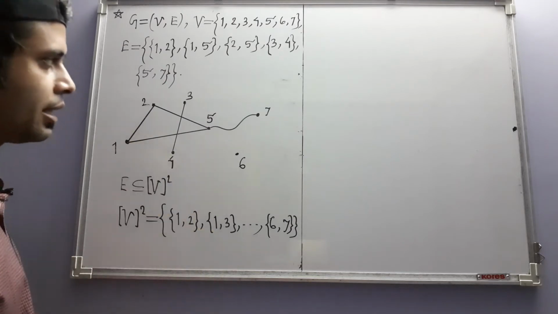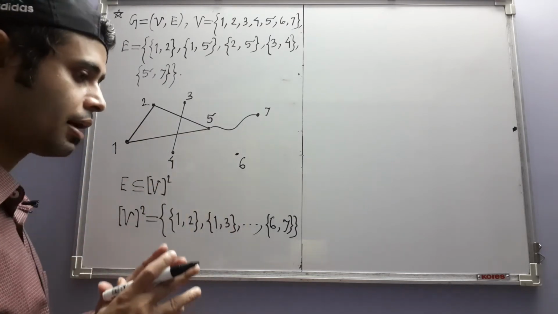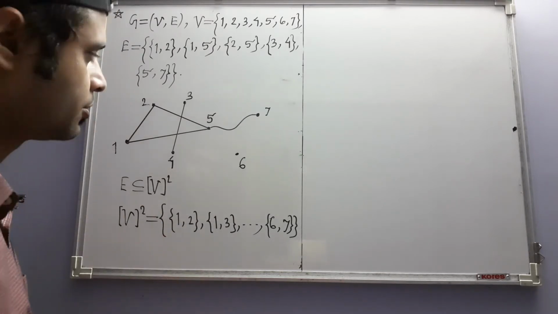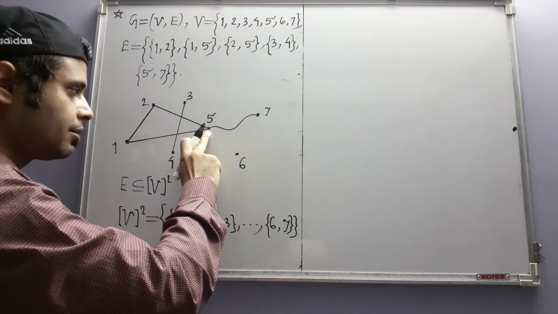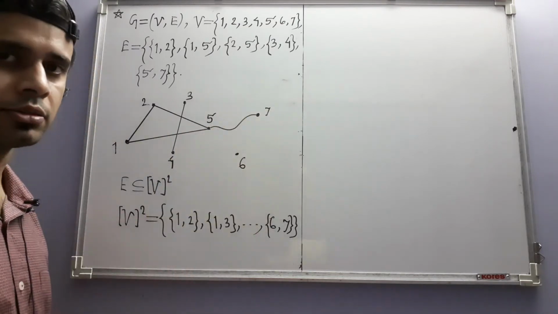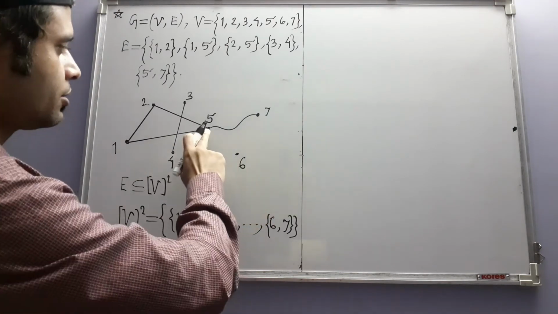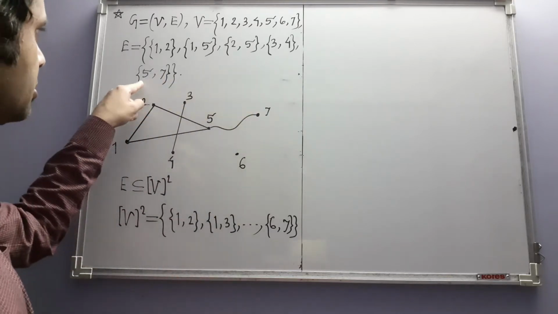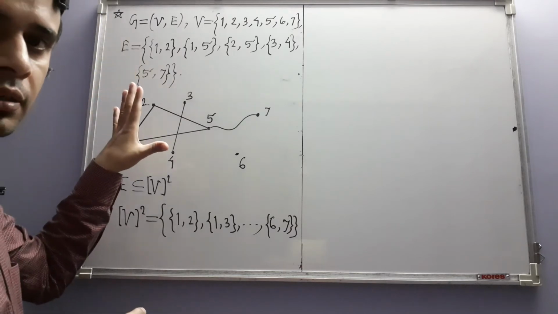The only thing that matters is whether 2 vertices are joined or not, that is, whether they form an edge or not. So if we want, we can put a straight line here also. The situation will not change. 5 and 7 will still form an edge, because that is an element here in E.